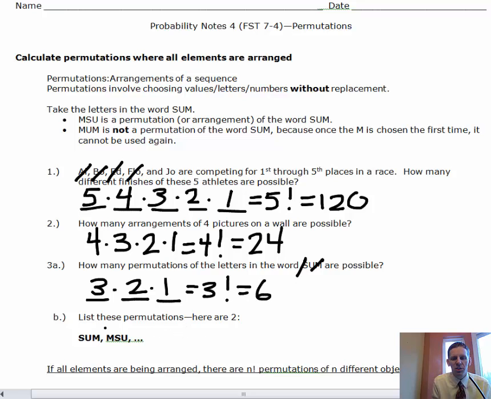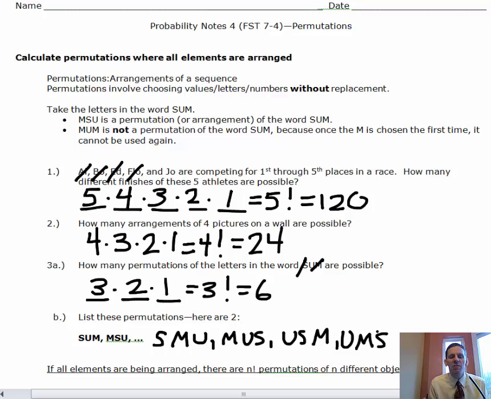To list these permutations, we have sum and MSU. There's a few others. We know there's 6 altogether. So if we look at the different arrangements, you probably have things like SMU, MUS, USM, and yeah, that's it. If all the elements are being arranged in your set, then there are n factorial permutations of n different objects.